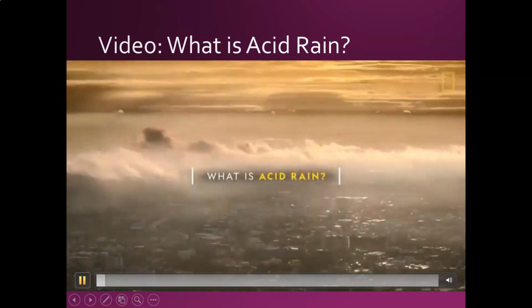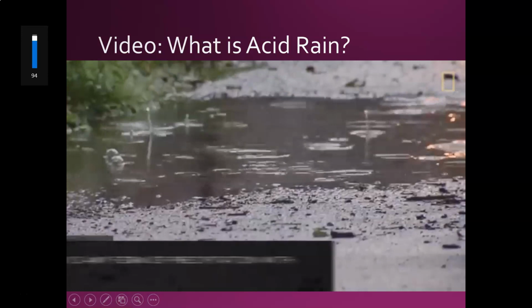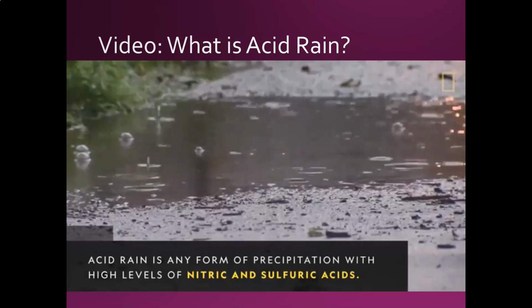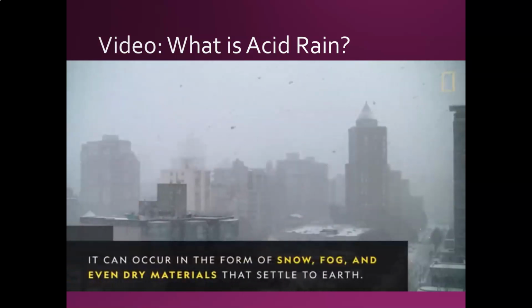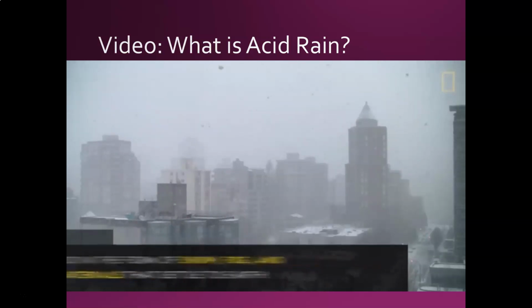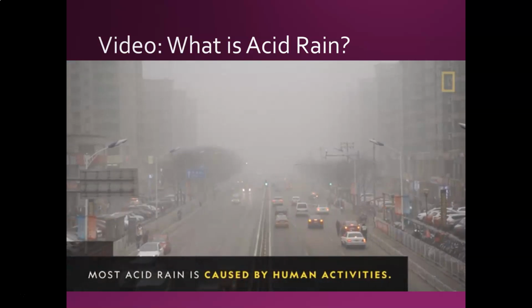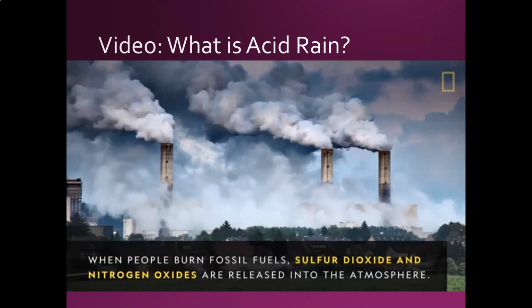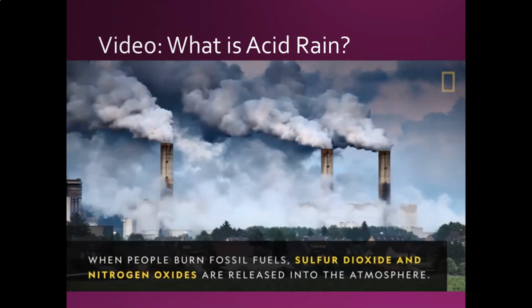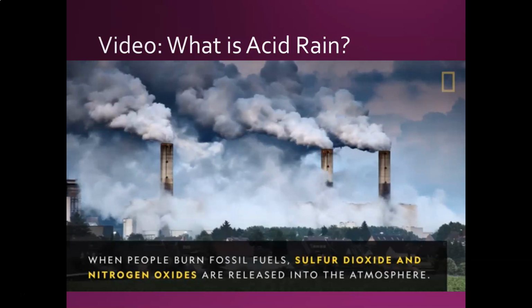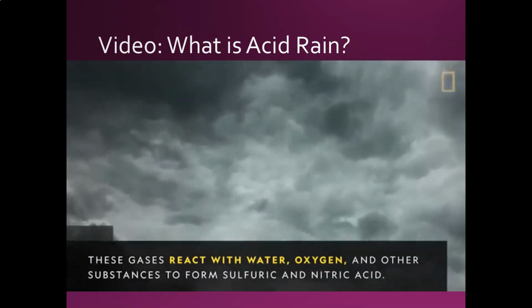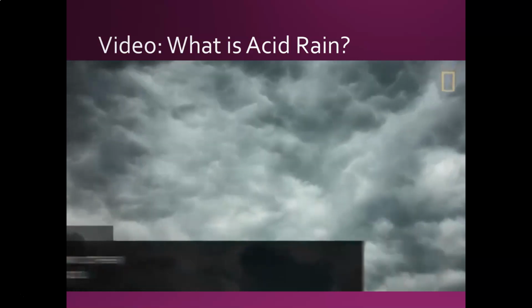What is acid rain? Acid rain is any form of precipitation with high levels of nitric and sulfuric acids. It can occur in the form of snow, fog, and even dry materials that settle to Earth. Most acid rain is caused by human activities. When people burn fossil fuels, sulfur dioxide and nitrogen oxides are released into the atmosphere. These gases react with water, oxygen, and other substances to form sulfuric and nitric acid.